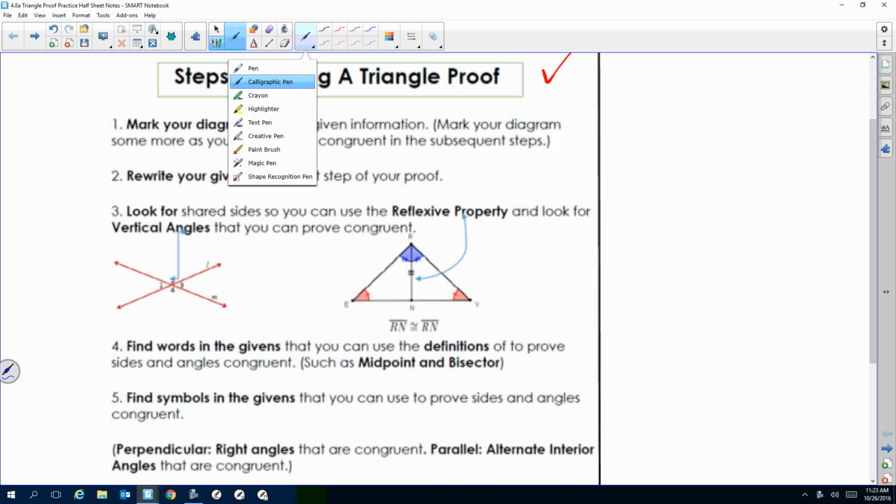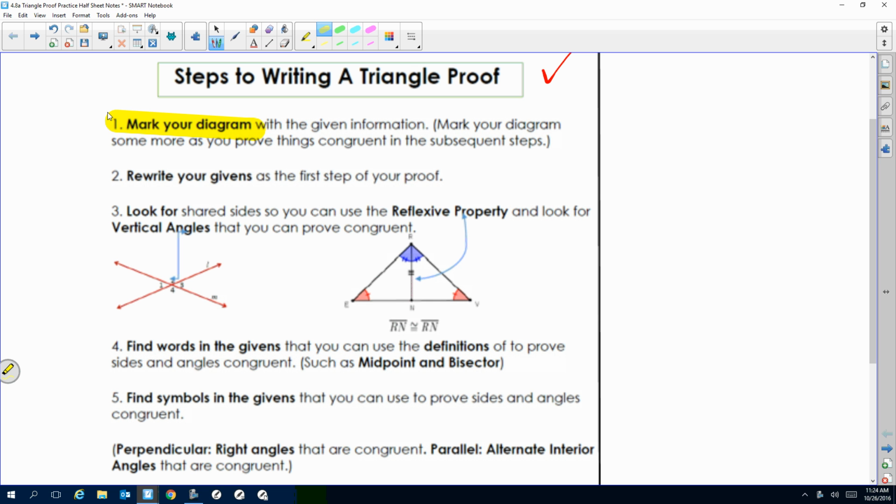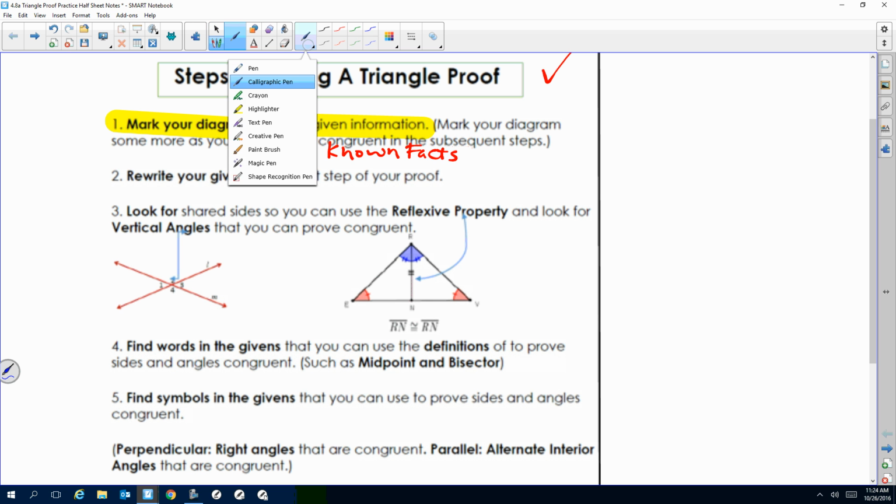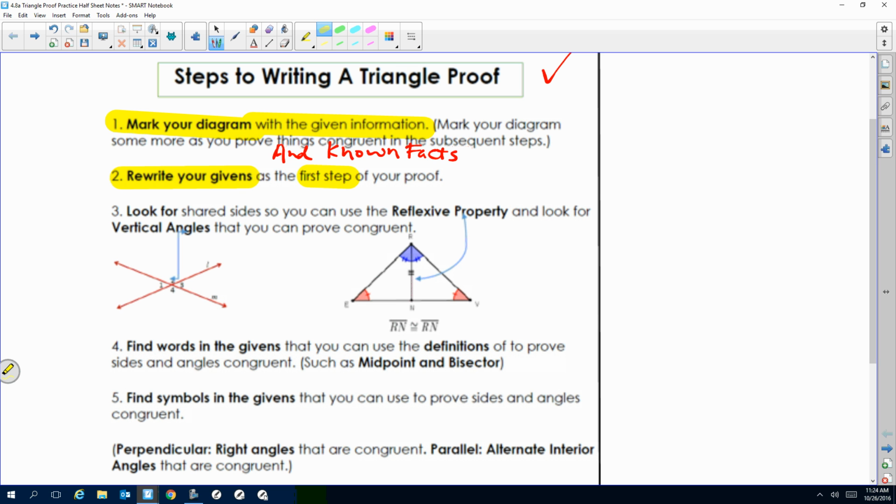Today I'm going to give you back the checks that we did last Friday, but we're going to make sure we can follow our steps. First thing, you always need to mark your diagram based on what's given to you and based on what you know. So mark it with given information and also known facts. Rewrite the given as your first step.